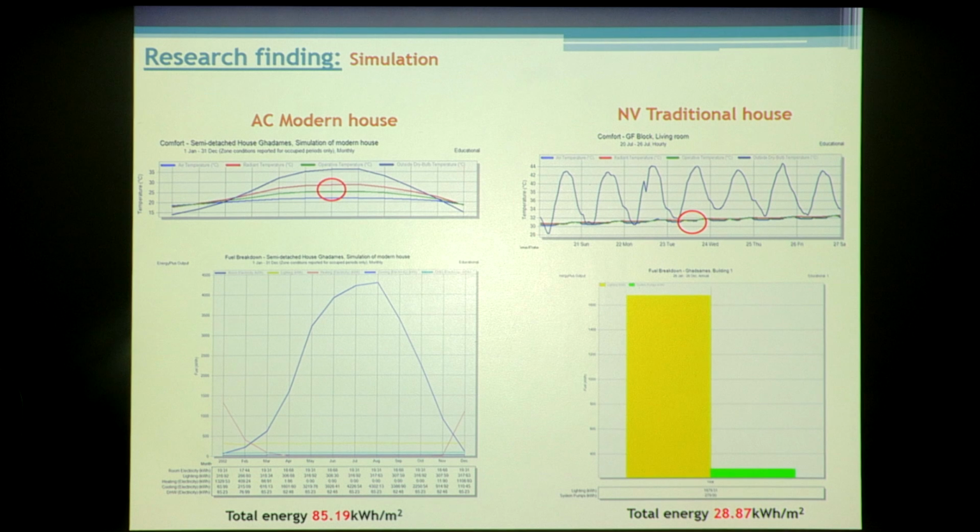This is where the simulation shows the traditional house and the modern house. In the modern house using air conditioning, the temperature is okay, around 25, but you can see the energy consumed per hour per square meter compared to the traditional ones, where it's completely natural ventilation mode and the temperature is kept between 30 and 32. And you can see the variation of the outdoor temperature: during the day it can be around 45 or something, and it drops at night to around 28 or even lower.